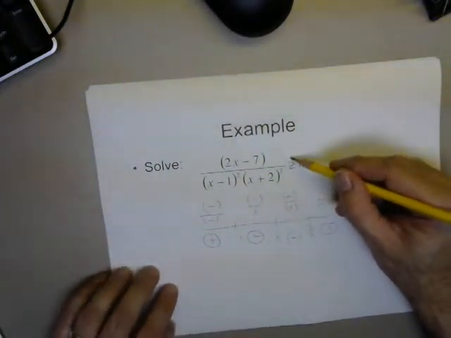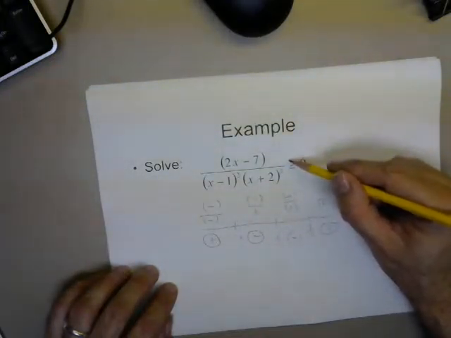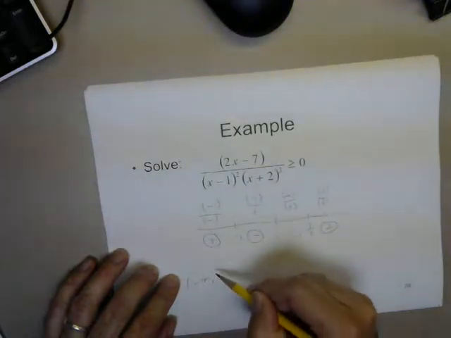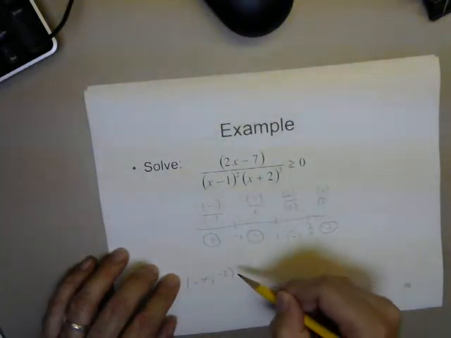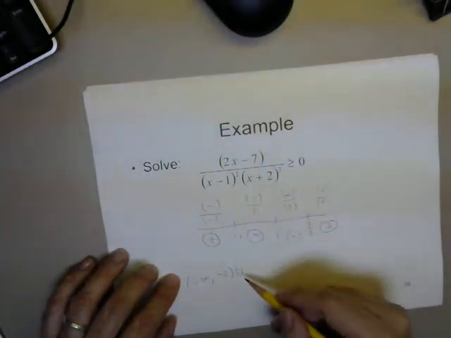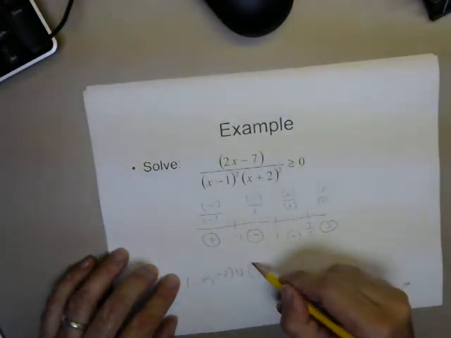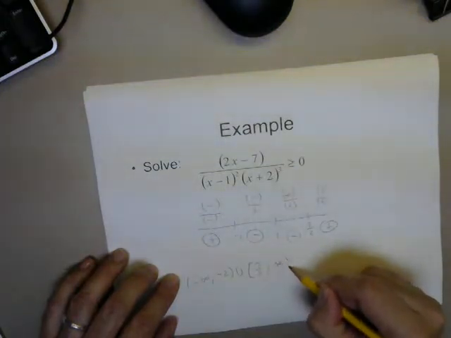So again, we're looking for the solutions, the values we can stick in for x that will make this inequality greater than or equal to 0. So that would be everything from -infinity to -2, excluding -2 because it's not in the domain, and then again from 7/2, which again you'll include, to infinity.